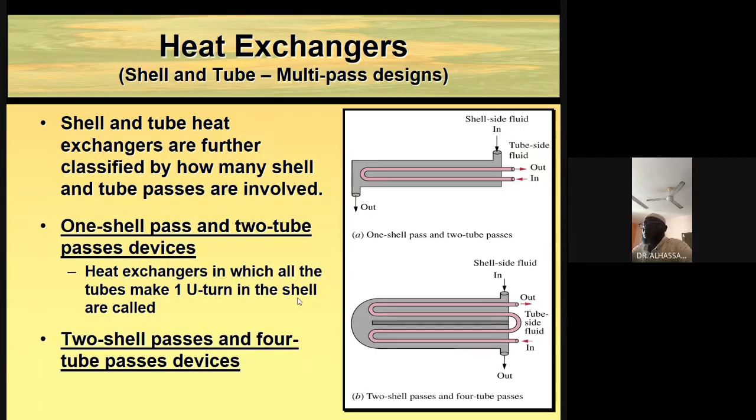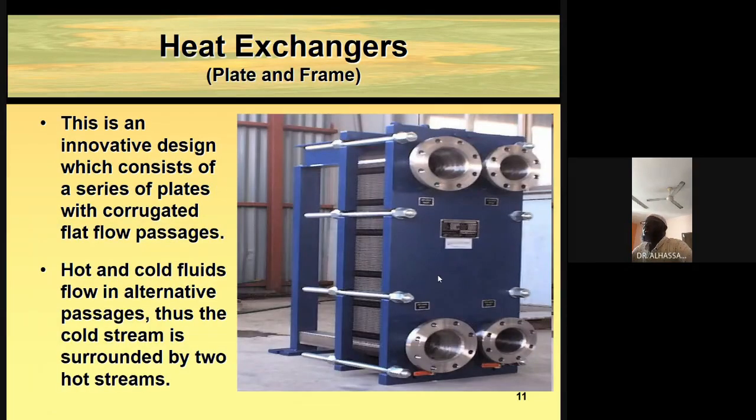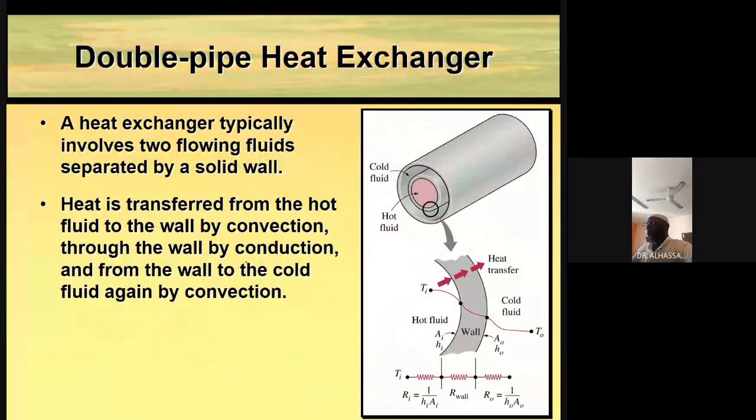Also over here we have shell and tube heat exchangers: one shell, two tubes, and again two shell, four tubes heat exchangers. And this is a plate and frame heat exchanger. The important thing we need to know today is the overall heat transfer coefficient.